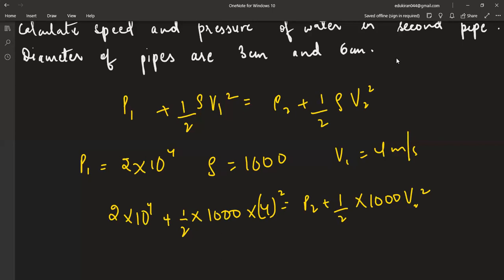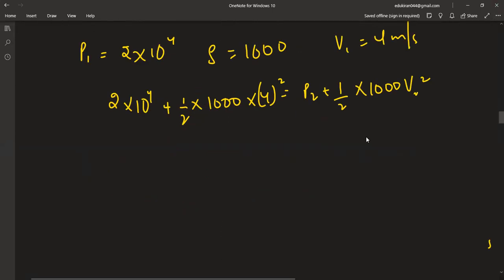Now we do not know two things. We have no clue about both of them. One thing that we know is the equation of continuity. Do you remember the equation of continuity? That said A1 V1 is equal to A2 V2. This is the equation of continuity, that is, area into velocity will remain constant.